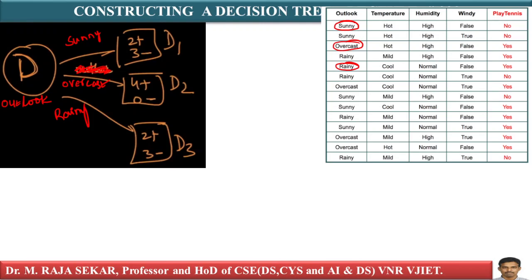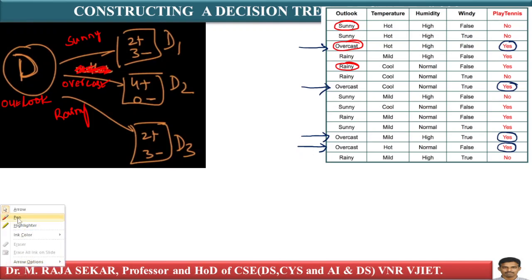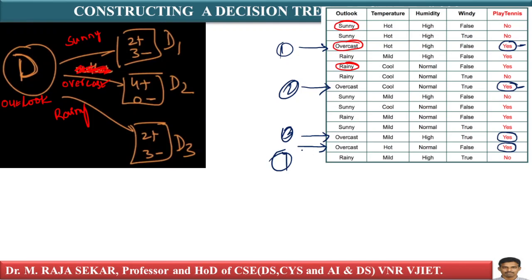In the case of overcast, if you observe carefully, what are the possible values for overcast? Your label is yes. For overcast, the label is yes. These are the overcast values: 1, 2, 3, 4. There are 4 possible values for overcast. All of them are for class label yes. This is 4 positive and 0 negative, isn't it? 0 negative means this is the dominated class. What do you call this node? A pure node, isn't it?